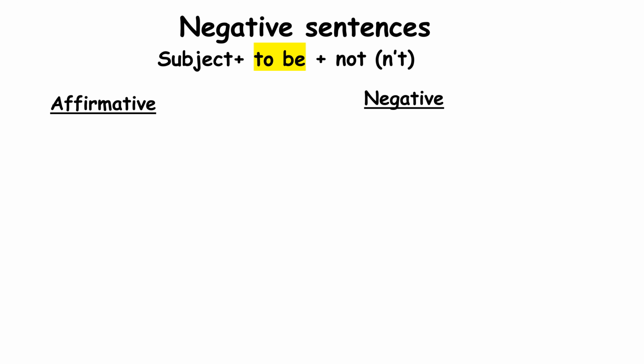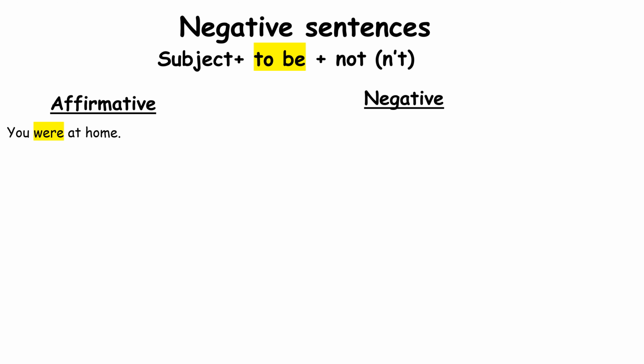Alright, on this slide we'll see how to use sentences with past tense to be in negative form. For this, we actually keep the same sentence structure we use for affirmative sentences, and that is subject followed by to be. And to make it negative, we simply add not right after to be. Now let's look at it in a few examples.